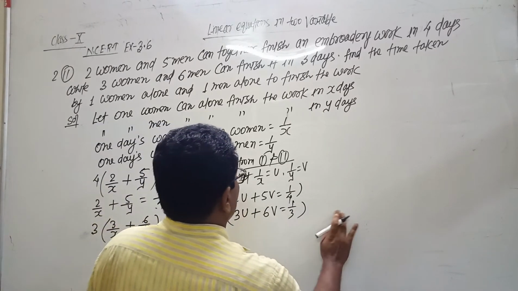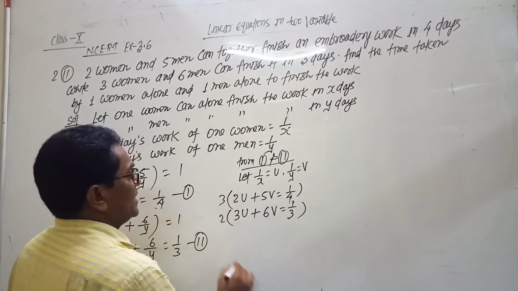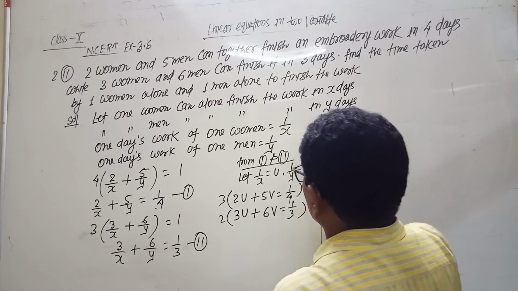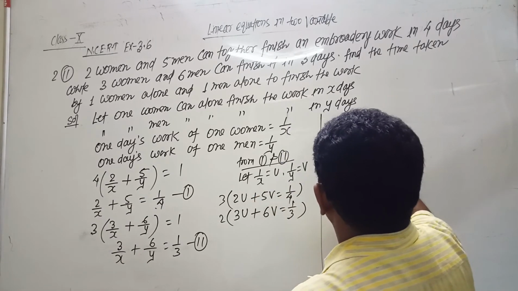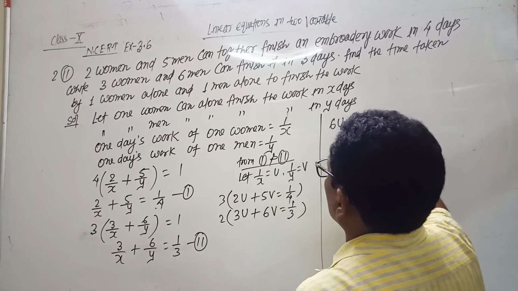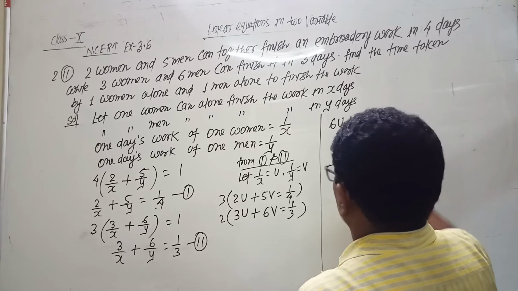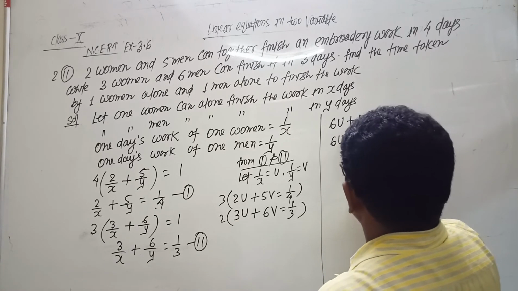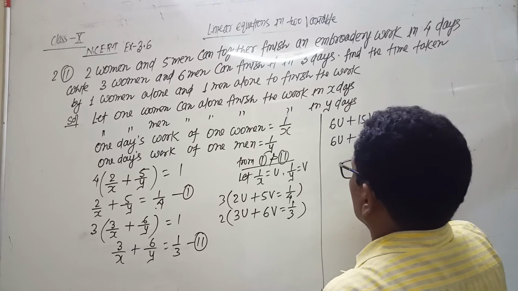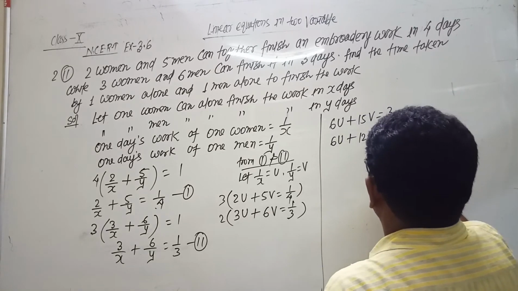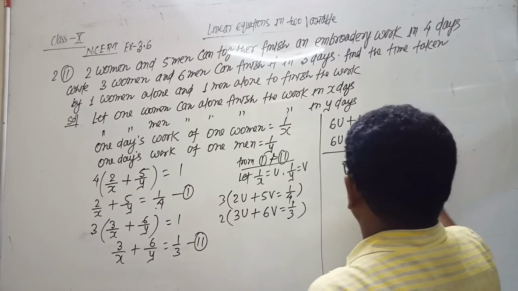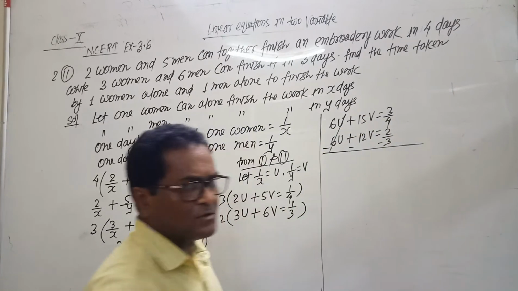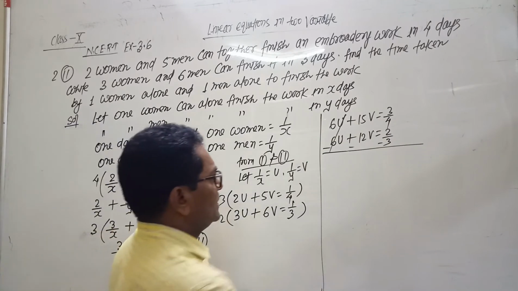So we get 3 into 2, 6u plus 3 into 5, 15v equals to 3 by 4. And this, 6u plus 12v equals to 2 into 1 by 3, which is 2 by 3. Now change the sign. 6u and 6u gets cancelled.